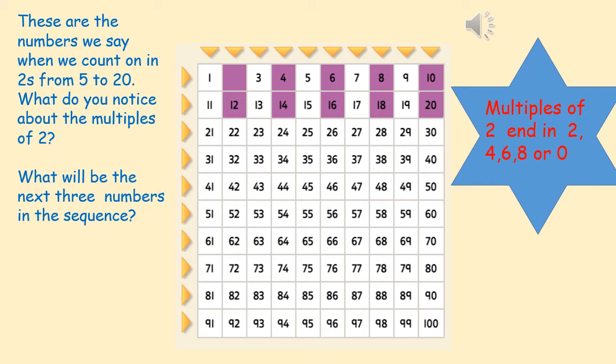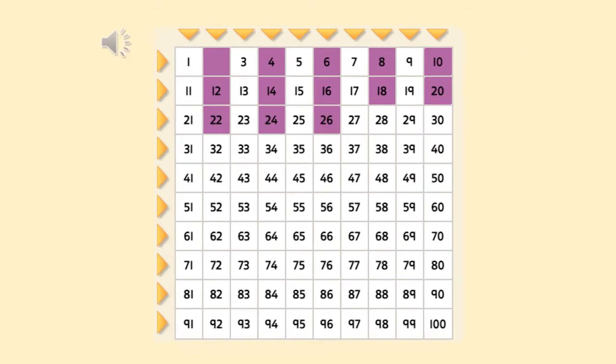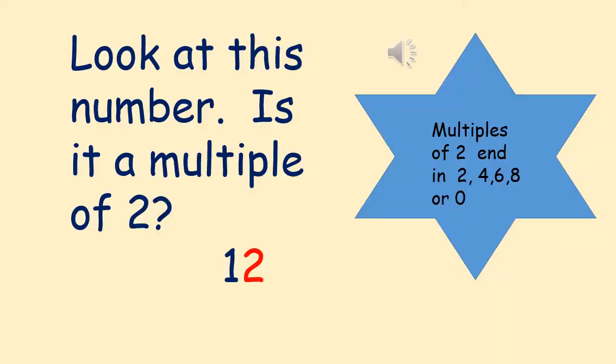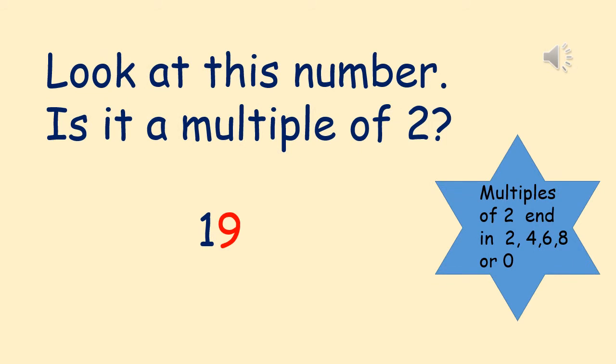Have a look at the 100 square again. What will be the next three numbers in the sequence? That's right, 22, 24, 26. As we said, multiples of 2 end in 2, 4, 6, 8 or 0. Look at the number 12. Is it a multiple of 2? It ended in a 2, so it's a multiple of 2.